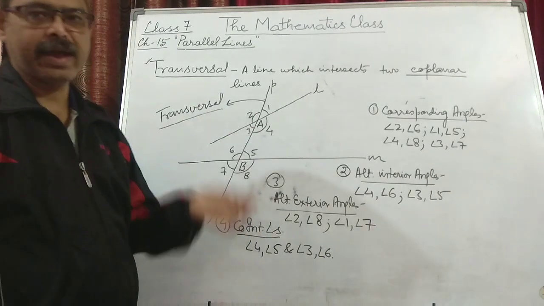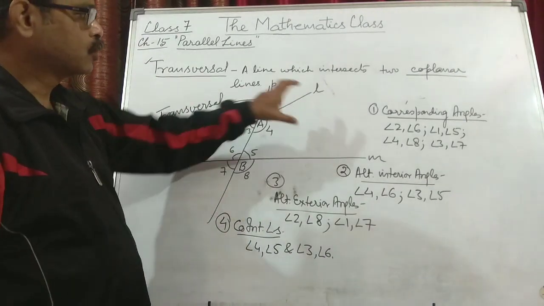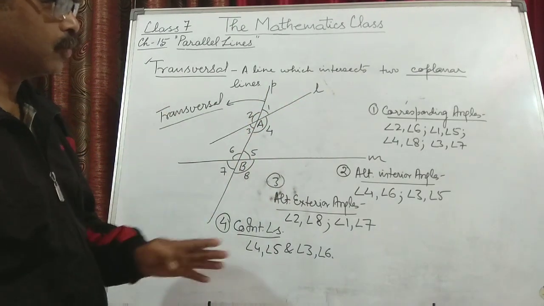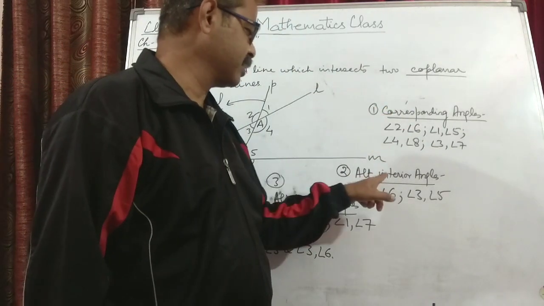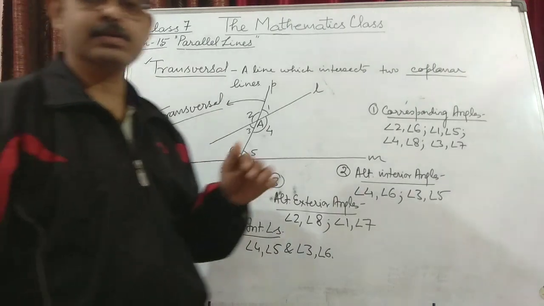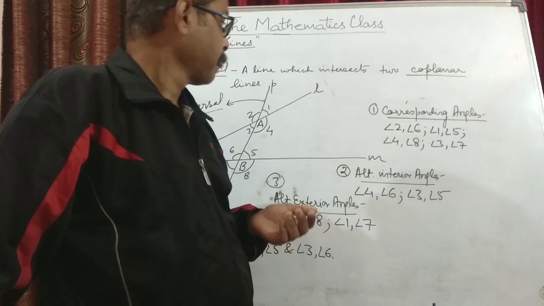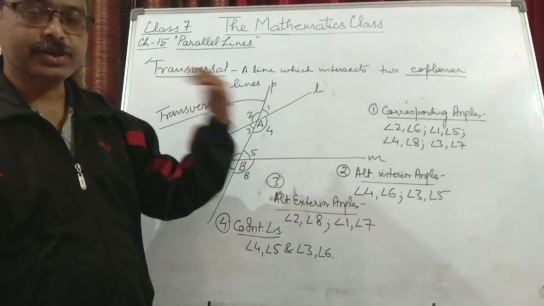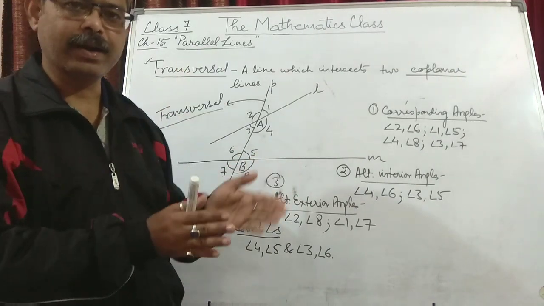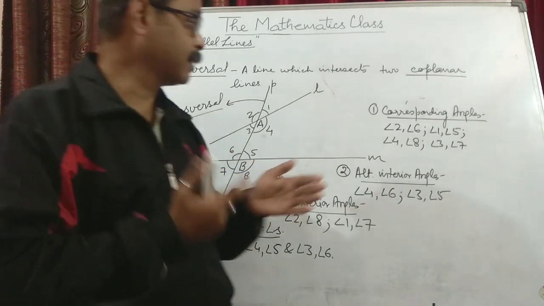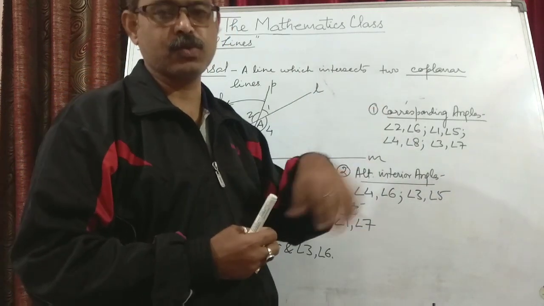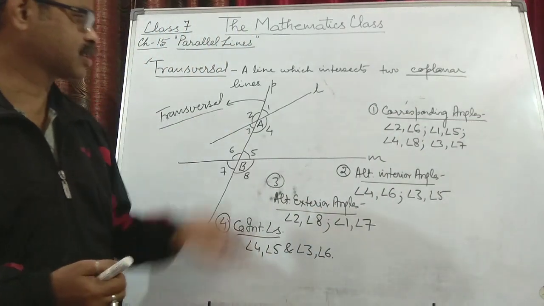So these are the angles formed when two coplanar lines are intersected by a transversal. We get 4 pairs of angles: corresponding angles, alternate interior angles, alternate exterior angles, and co-interior angles. When we are studying parallel lines, there are some conditions that if there are two parallel lines and a transversal is intersecting them, then either these are equal or some are equal, and that will be coming in the next topic.